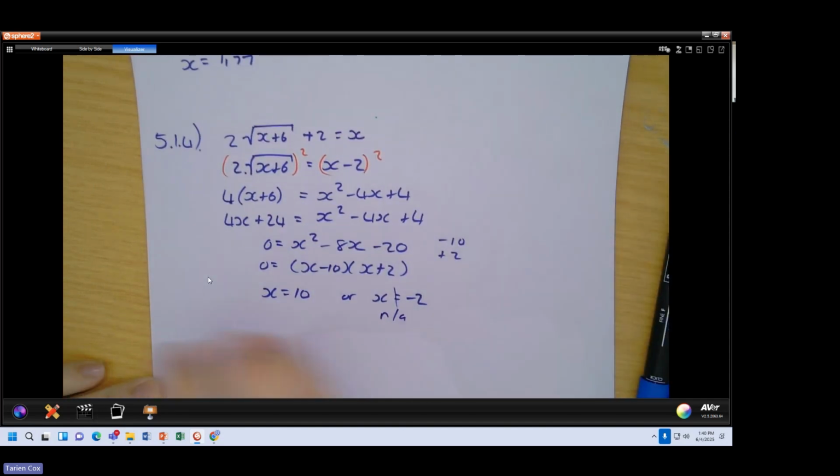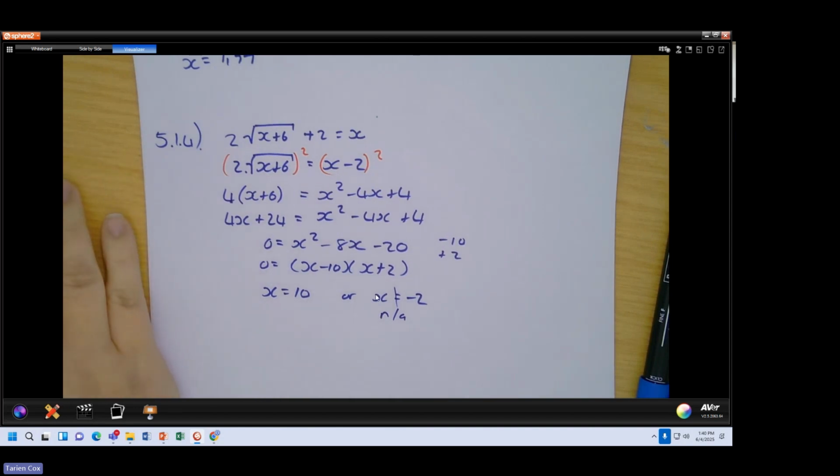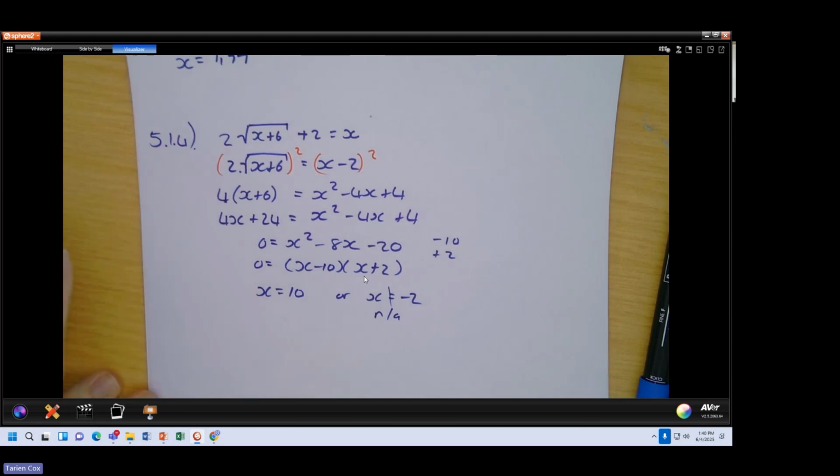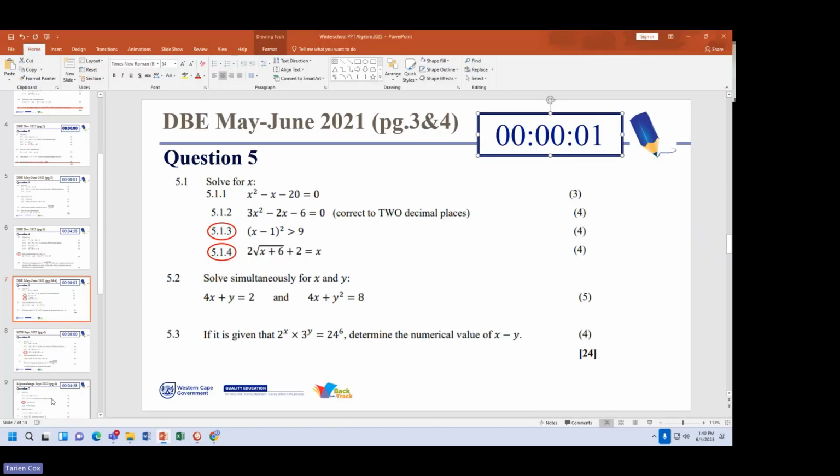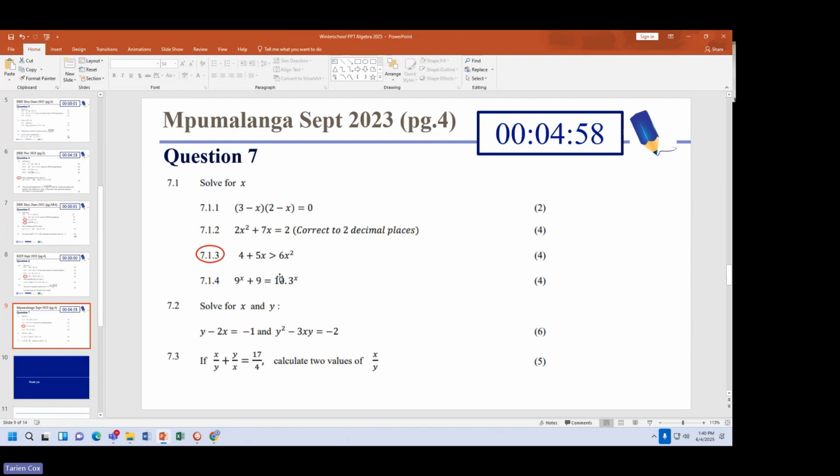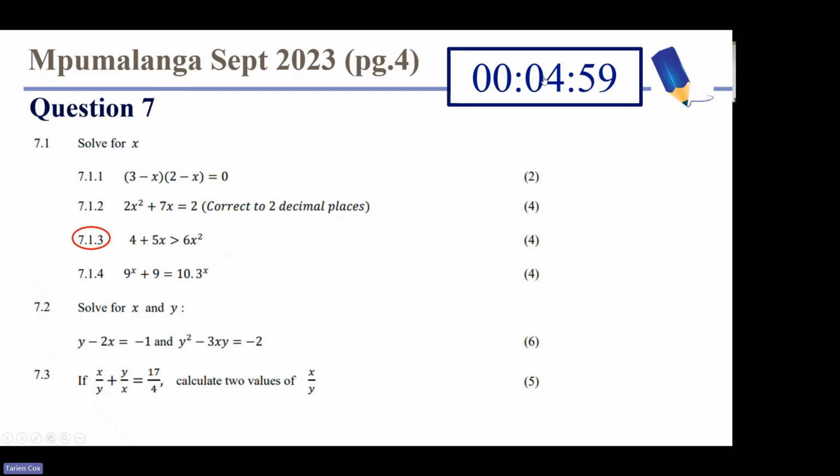Right. We do have time, grade 10s. Oh, grade 10s, grade 12s, my apologies. We do have time for one more. So what I want us to do is go and look at question 7.1.3. Right, so you've got 5 minutes, which starts now. That is on page 4, question 7.1.3. It's another inequality. I quickly want to look at that last one.